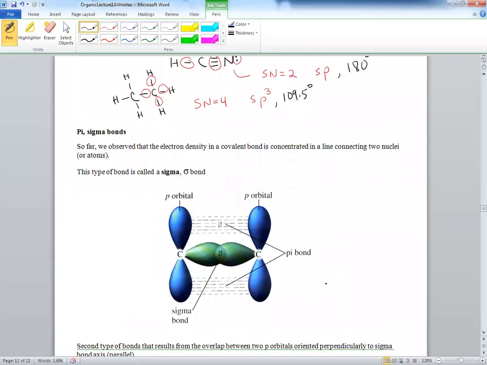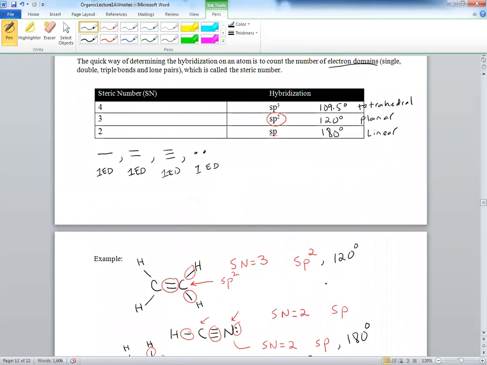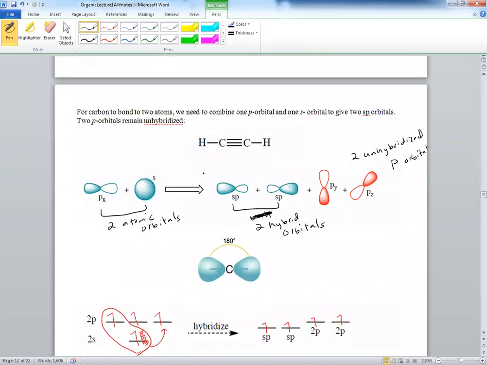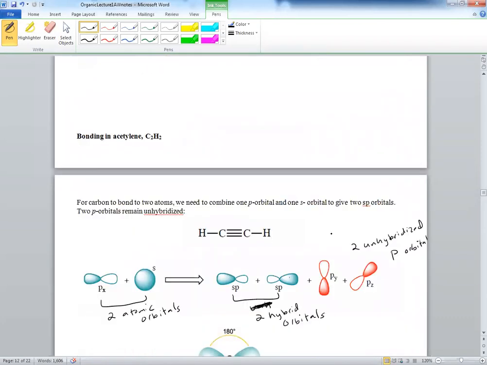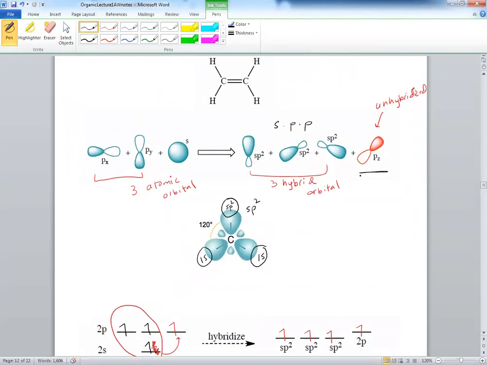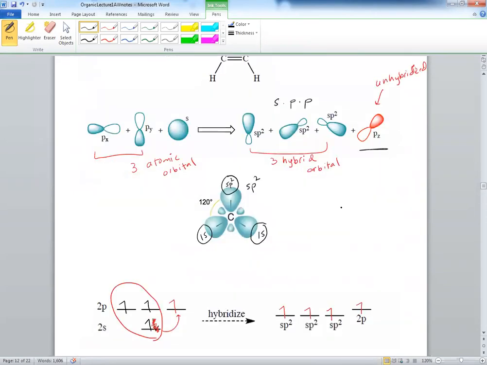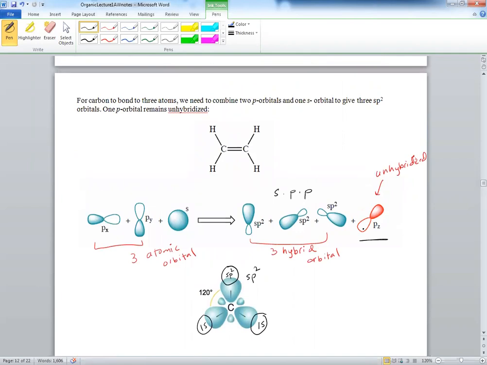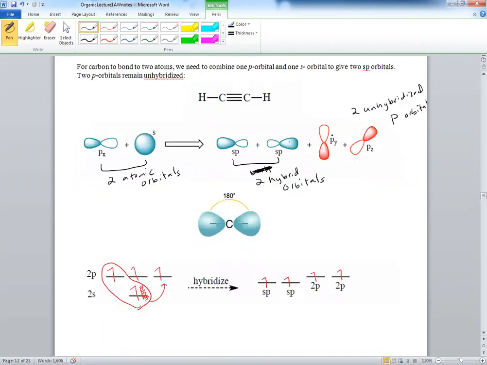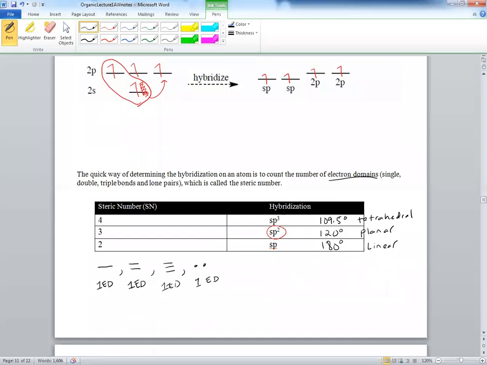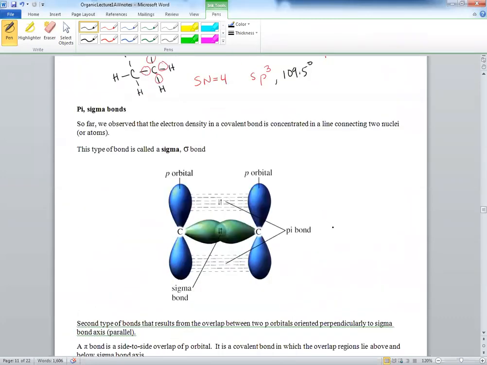Now, in the video where we explained the theory of hybridization, we talked about two instances where we had unhybridized p orbitals. In the sp2, if you look here, pz was unhybridized, and in sp we had two p orbitals that were unhybridized. Well, that brings us to the next topic, which goes together with hybridization.